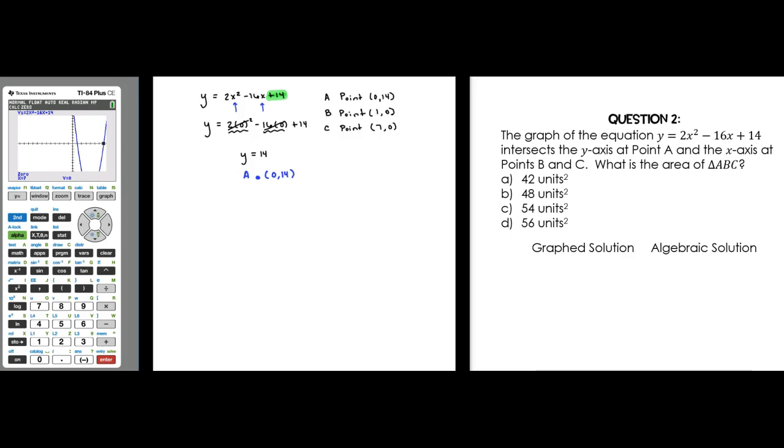Next, I'm going to make a little point that I'm going to call B. It doesn't have to be perfect. It's located at 1, 0. And last, I'm going to make a little point over here, which I'm going to call C, and it's located at 7, 0. And just using my pencil, I'm going to connect these dots just the best I can. Again, does not have to be perfect at all, just so that we know it forms a triangle.